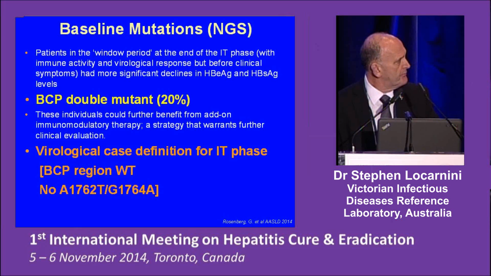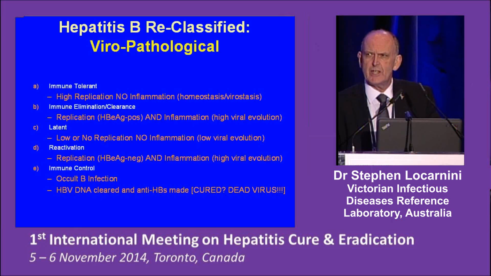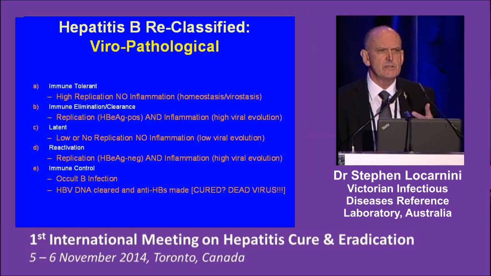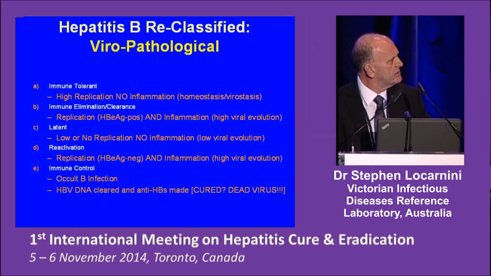So just in a few minutes before I start my presentation, I thought I'd throw out a new classification, a viropathological one. To me, that makes more sense. I would call the immune tolerant phase high replication, no inflammation, a virostasis phase. That, to me, says something. Virostasis: the virus is not drifting, it's not doing anything, there's no inflammation, high replication but no evolution. I could probably accept no treatment.